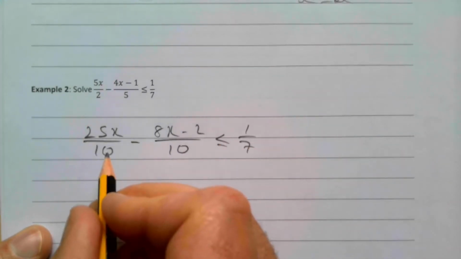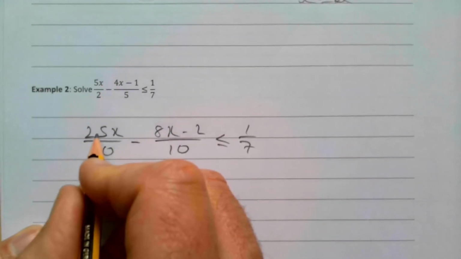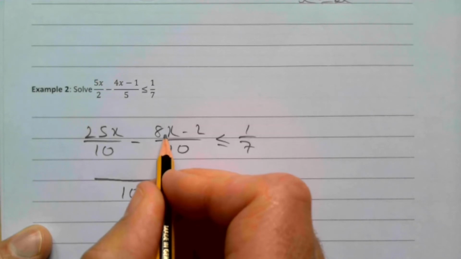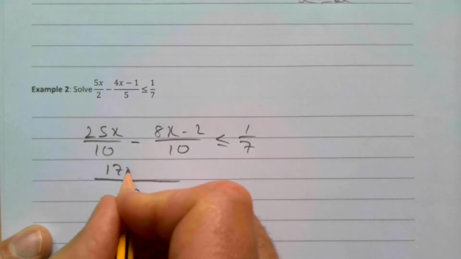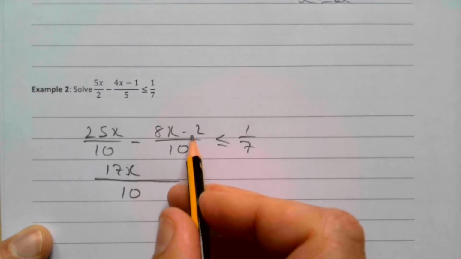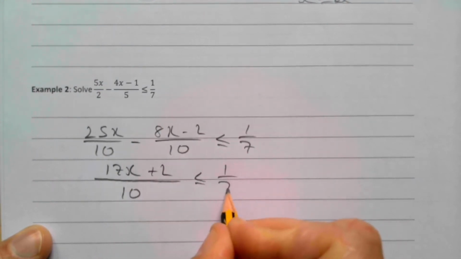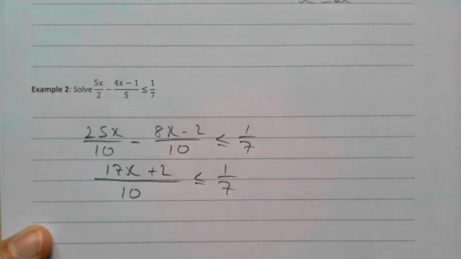Joining those together, we need to be really careful here. 25x take away 8x is going to give me 17x. This is the bit where everyone will make the mistake. We're subtracting a minus 2, so that's the same as adding 2. We have a seventh then for that.